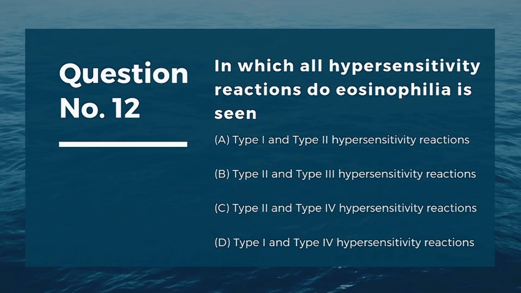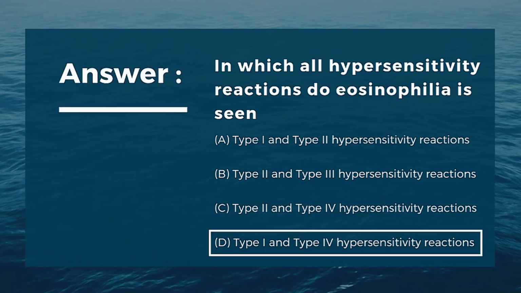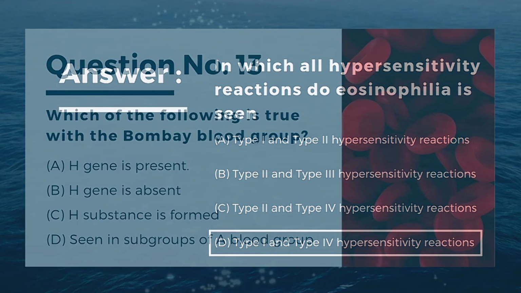Question number 12. In which hypersensitivity reactions is eosinophilia seen? And the correct answer is option D, type 1 and type 4 hypersensitivity reaction.